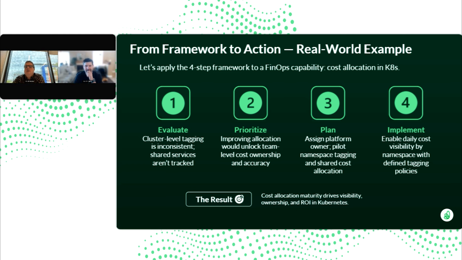And then the implementation phase, here we would want to be able to enable cost visibility on a daily basis by namespace with the tagging policies that we have defined. And then hopefully by going through these 4 stages that I talked about, we're going to get much more mature cost allocation. That's going to drive overall visibility into costs. It's going to help drive ownership, and then provide you a meaningful way to measure the ROI that your Kubernetes infrastructure is providing for your business.